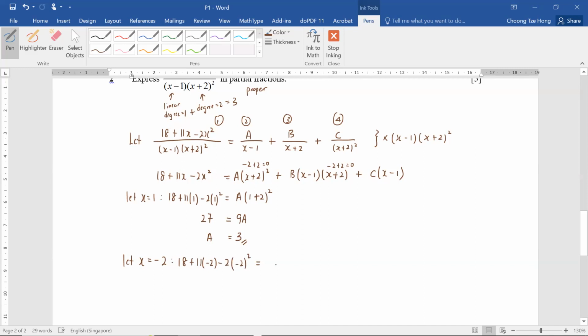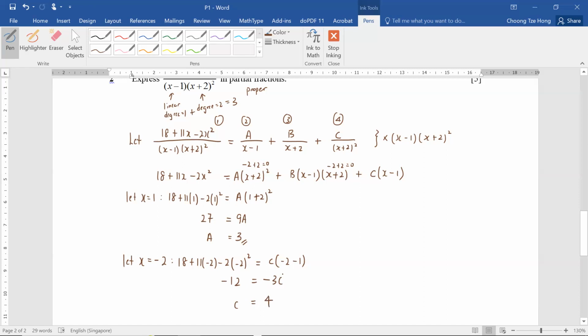Then A and B you don't need to write because the whole thing is going to be 0. Then -2 minus 1. Over here, 18 minus 22, you will get -4. Then -4 minus another 8. So -4 minus 8 will get -12 equals -3c. Divide -12 by -3, you will get 4.